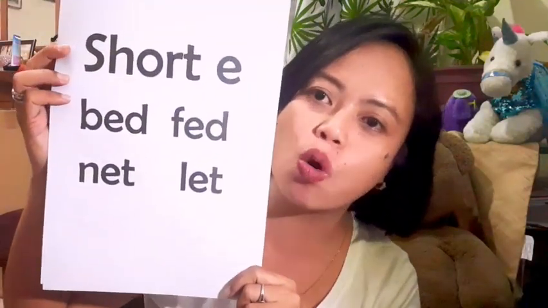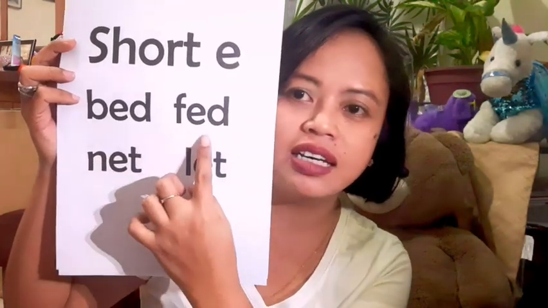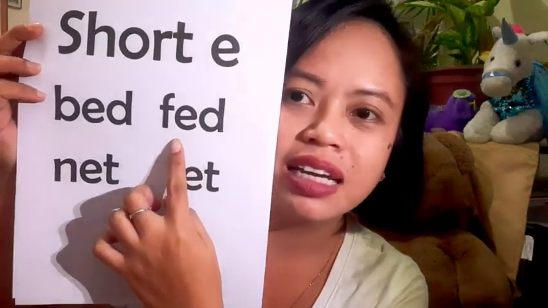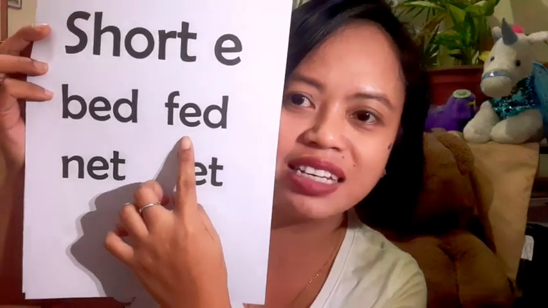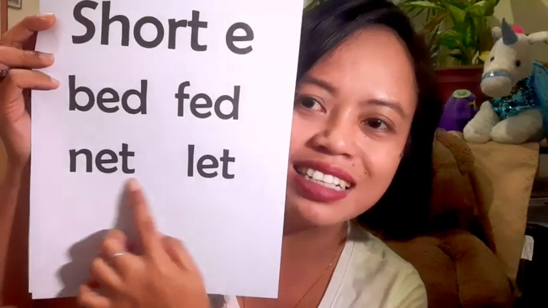Okay, the next one is short E. We have bet, fed, net, and let. Very good. For bet, it spells as B, E, and T. Fed, F, E, and D. Net, N, E, T. And let is L-E-T.